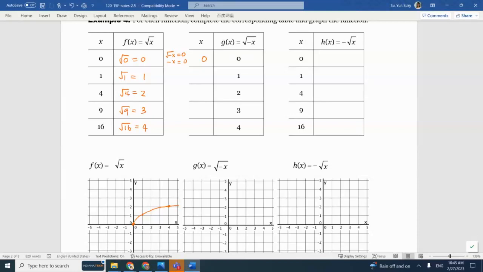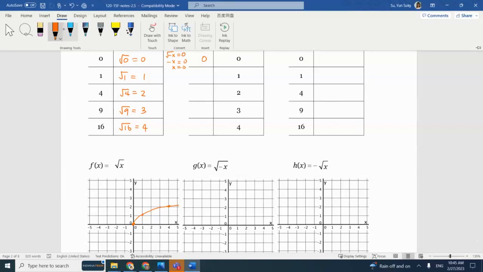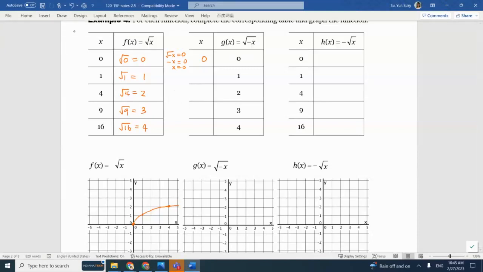Square both sides, right? Yes. Okay. We square both sides to get rid of the square roots. Okay? And then we solve for x. Multiply by minus 1. So we get x is 0. Okay, now next.